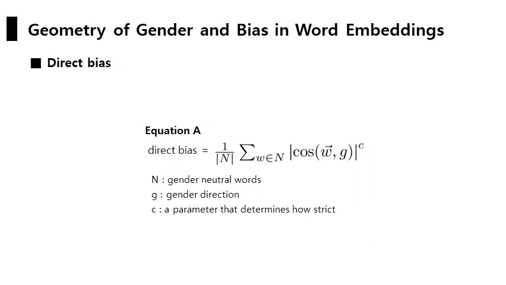To measure direct bias, we first identify words that should be gender neutral for the application in question. Given the gender neutral words N and the gender direction g, we define the direct gender bias of an embedding to be equation A, where c is a parameter that determines how strict we want to be in measuring bias.